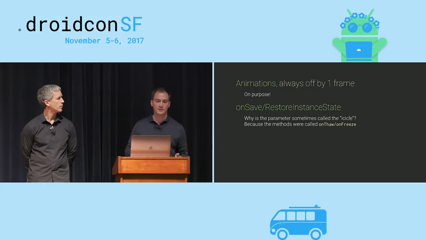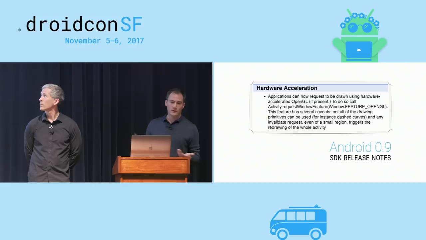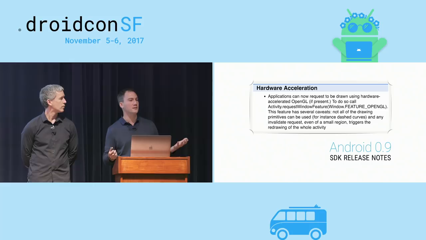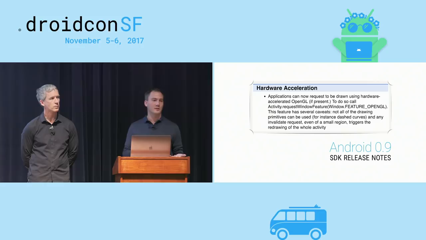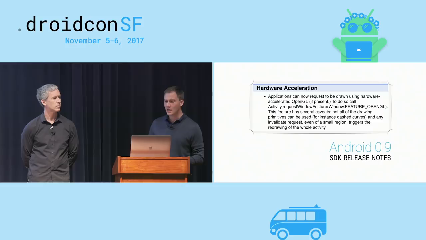Going through the release notes, I found this hardware acceleration. Apparently, I had implemented hardware acceleration way back then, and I'd completely forgotten about it. So it was an opt-in feature. You could turn it on in your application. It would make your application run on top of OpenGL instead of our software renderer. I even found some of the code.